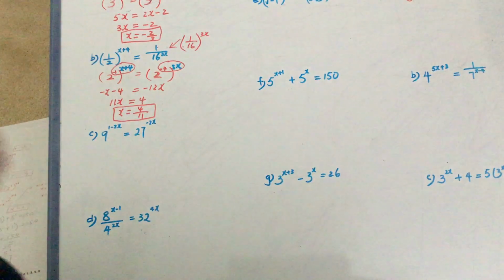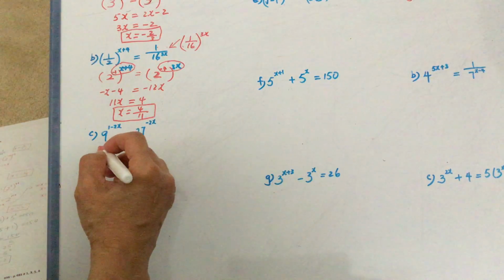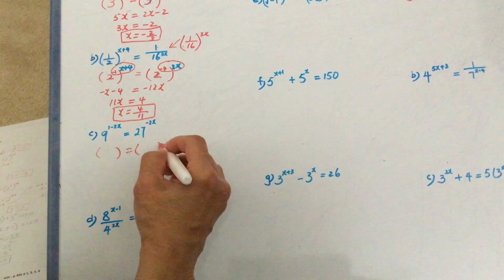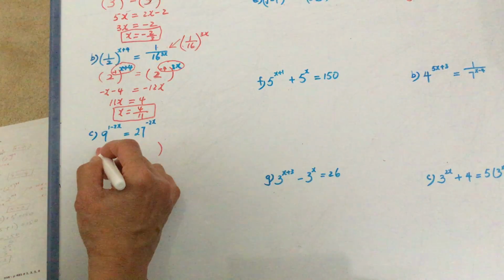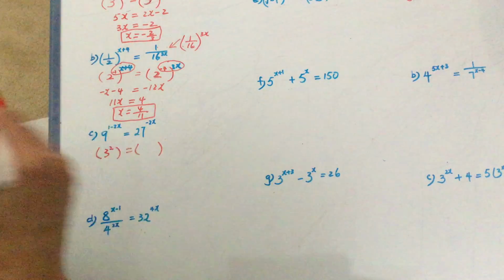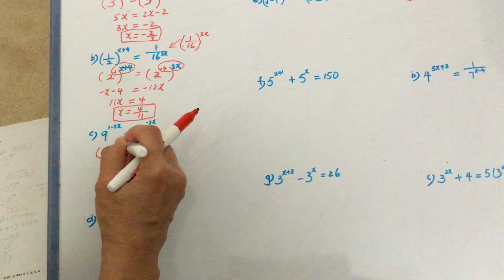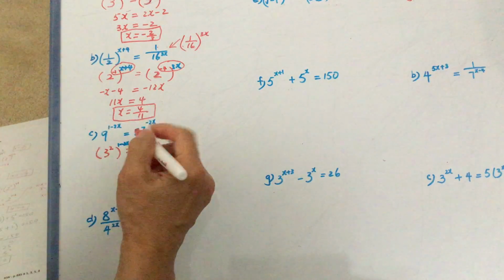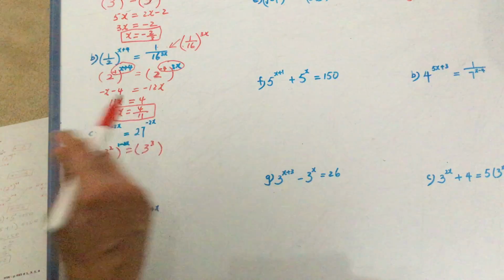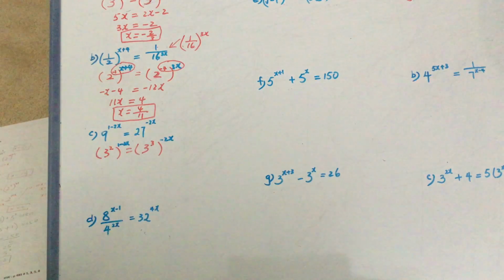And for C, simple, between the base of 9 and 27, I can change both bases in terms of base 3. So 3 to the 2 will give you the 9, and the 1 minus 2x remains outside. And 27 will be 3 to the 3, and the minus 2x still goes outside.